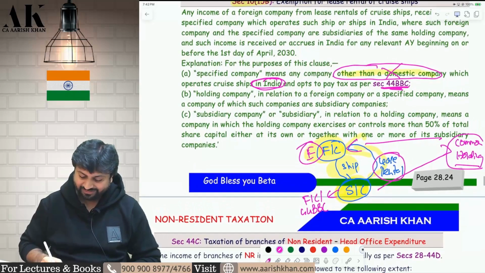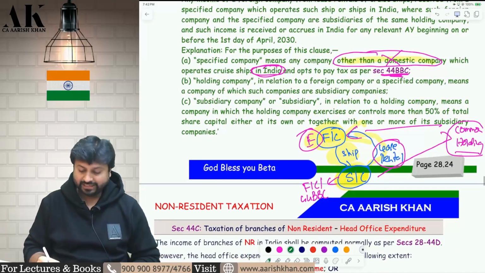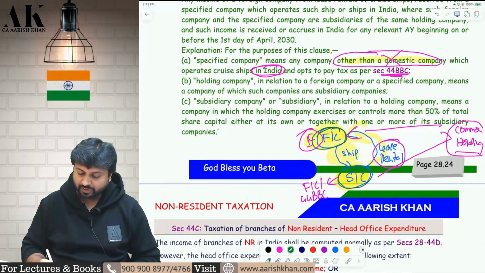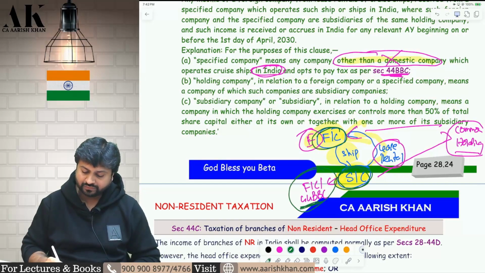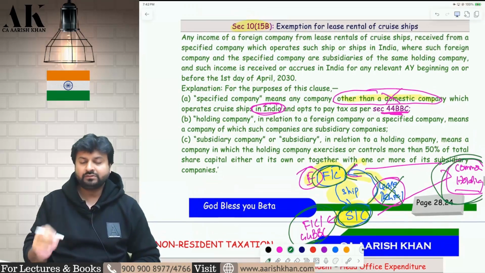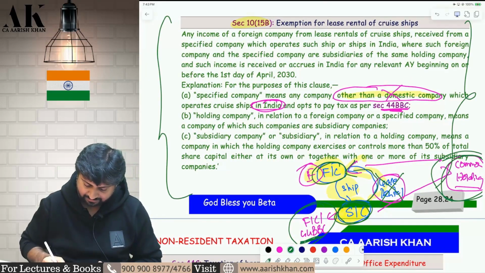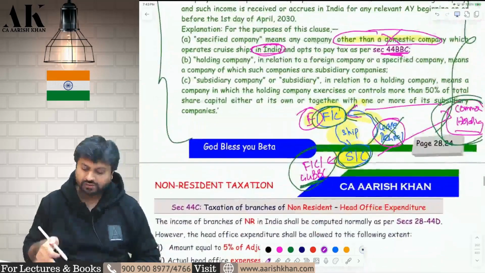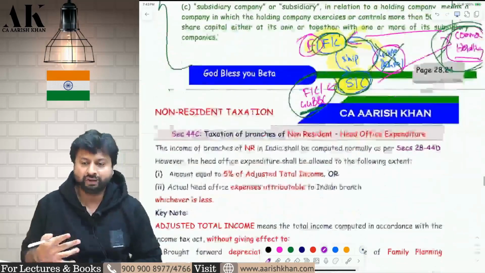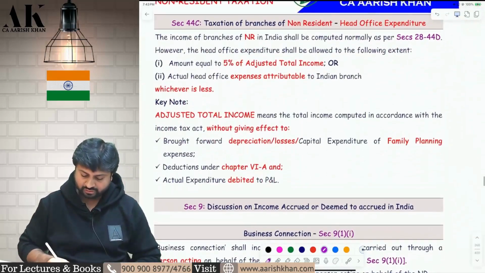So listen carefully now. Once again, they have made it very complicated. There is a foreign company who is giving ship on lease to another specified company. Who is that another specified company? That is also a foreign company who is following 44BBC. Now, whatever rental is earned from the specified company, that will be exempt, provided they both should have a common, what? Common parent. Check it please. This is what is mentioned over here in section 10(15)BC. I hope it is clear to all of you. You can take a photograph of this chart later on if you want. I have made you write all these things in the class also, if you remember.